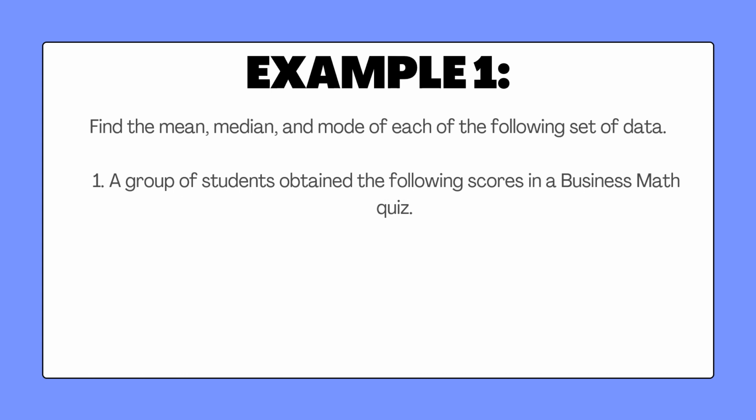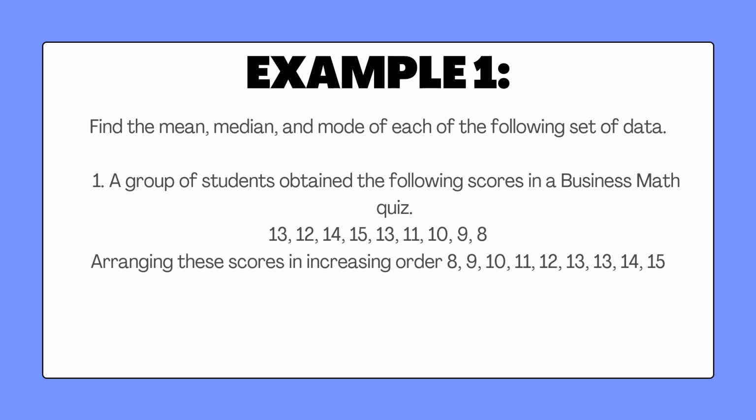A group of students obtained the following scores in a business math quiz: 13, 12, 14, 15, 13, 11, 10, 9, 8. Arrange first these scores in increasing order: 8, 9, 10, 11, 12, 13, 13, 14, 15.